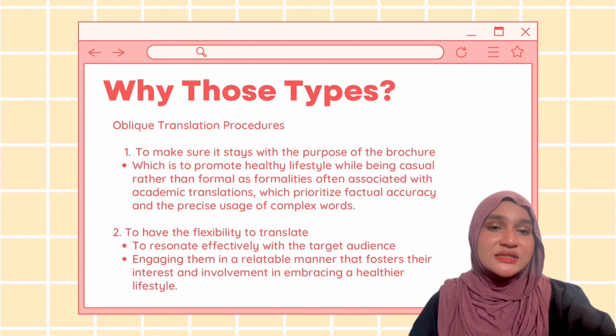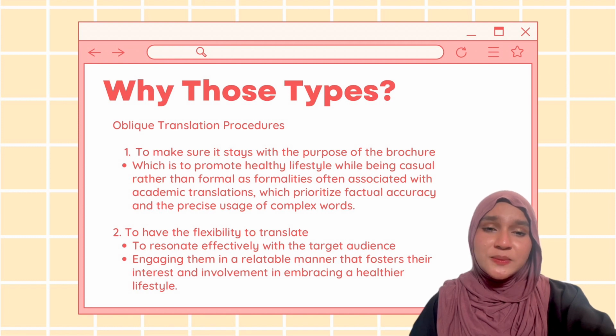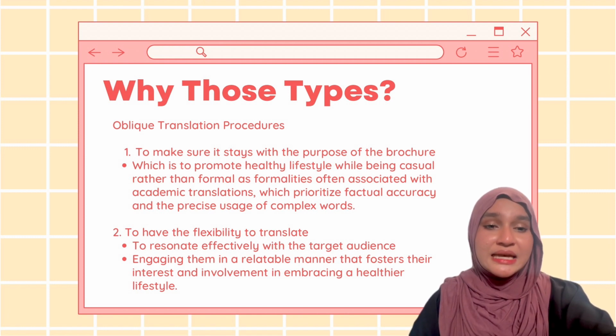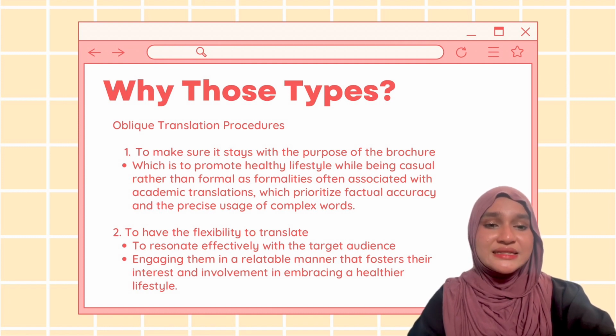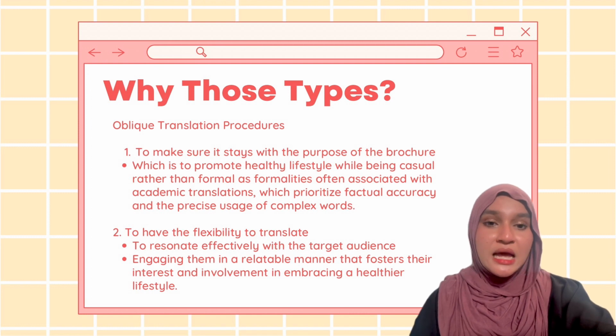Next, we use oblique translation procedures to make sure it stays with the purpose of the brochure, which is to promote a healthy lifestyle while being casual rather than formal, as formality is often associated with academic translation, which prioritizes factual accuracy and the precise usage of complex words. Lastly, we use oblique translation procedures to have the flexibility to translate, to resonate effectively with the target audience, engaging them in a relatable manner that fosters their interest and involvement in embracing a healthier lifestyle.